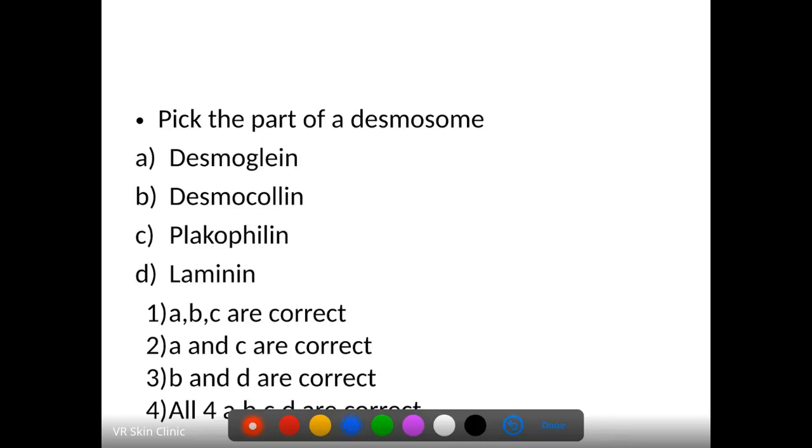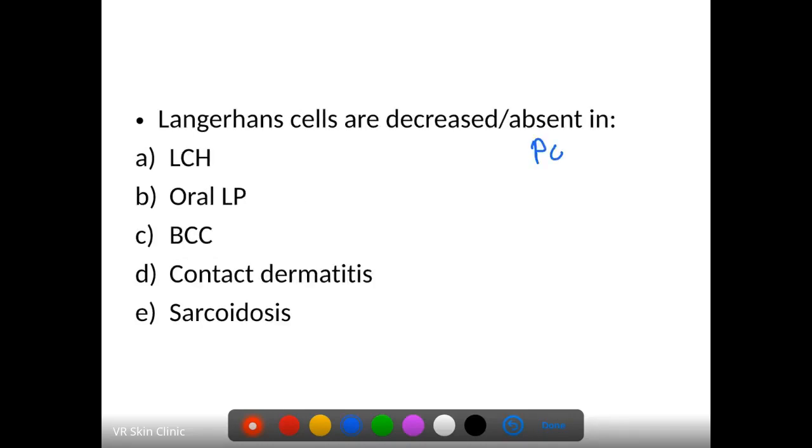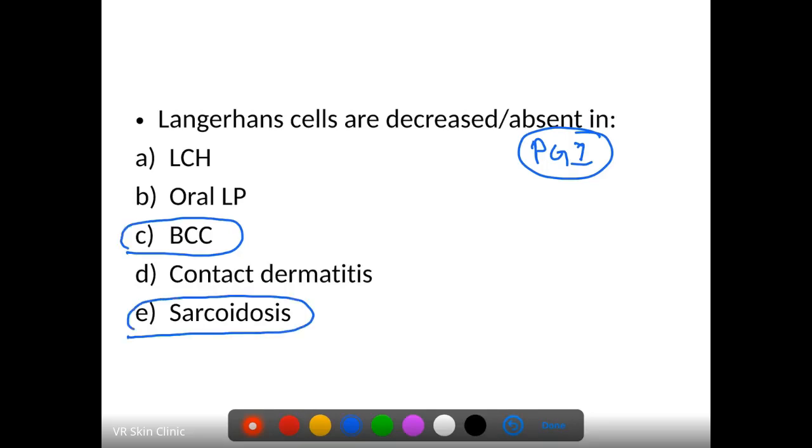Meissner's corpuscles are present in which layer? Papillary dermis. Langerhans cells are decreased or absent in. This is also a PGI question. So we have two answers to this question. It is BCC and sarcoidosis, and also contact dermatitis.